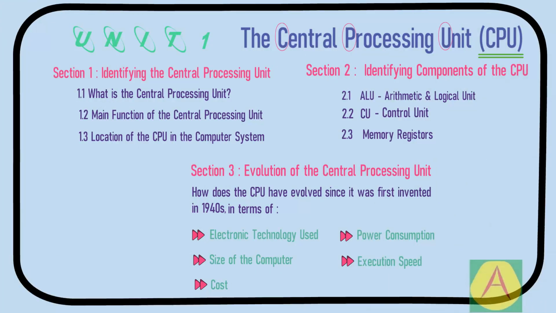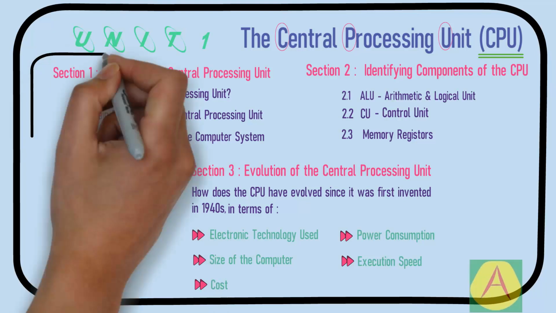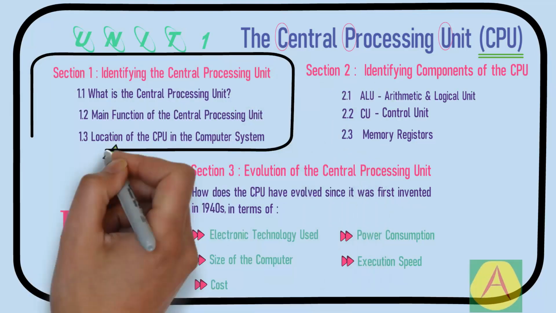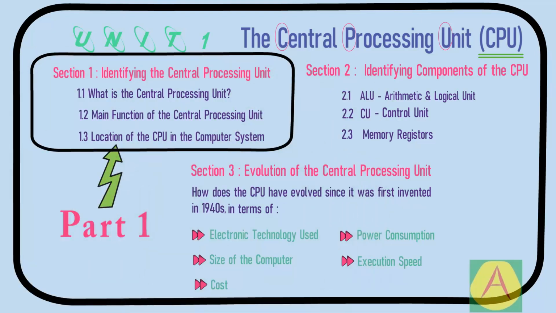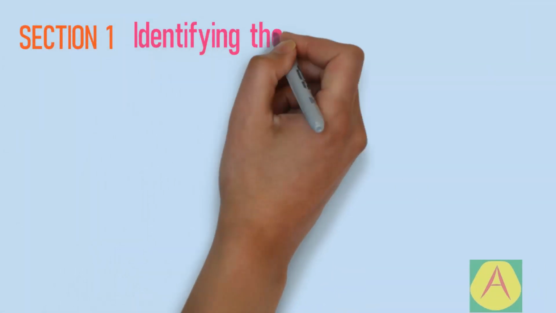To keep this video short, I'll be making Unit 1 in 3 parts, and this video is the part 1, and in this part we'll start with section 1, identifying the central processing unit. Section 1, identifying the central processing unit. In this section, we'll be looking into the following.